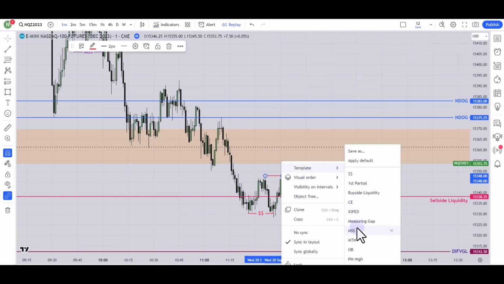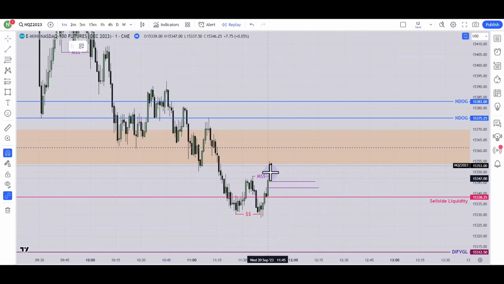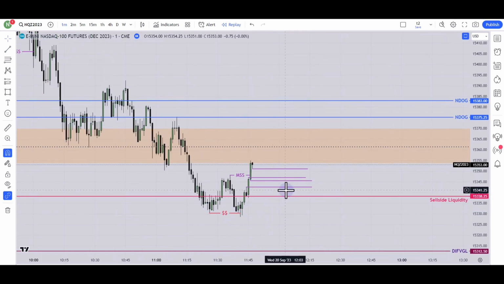Now there are two gaps. One is here, another one is here, and the other one is here. What did I tell you about the breakaway gap? Have you watched my breakaway gap video? In that video, I told you that after cleaning sell side or buy side liquidity, if you have the market structure shift and two or more fair value gaps, then the lower fair value gap would most of the time act as a breakaway gap.